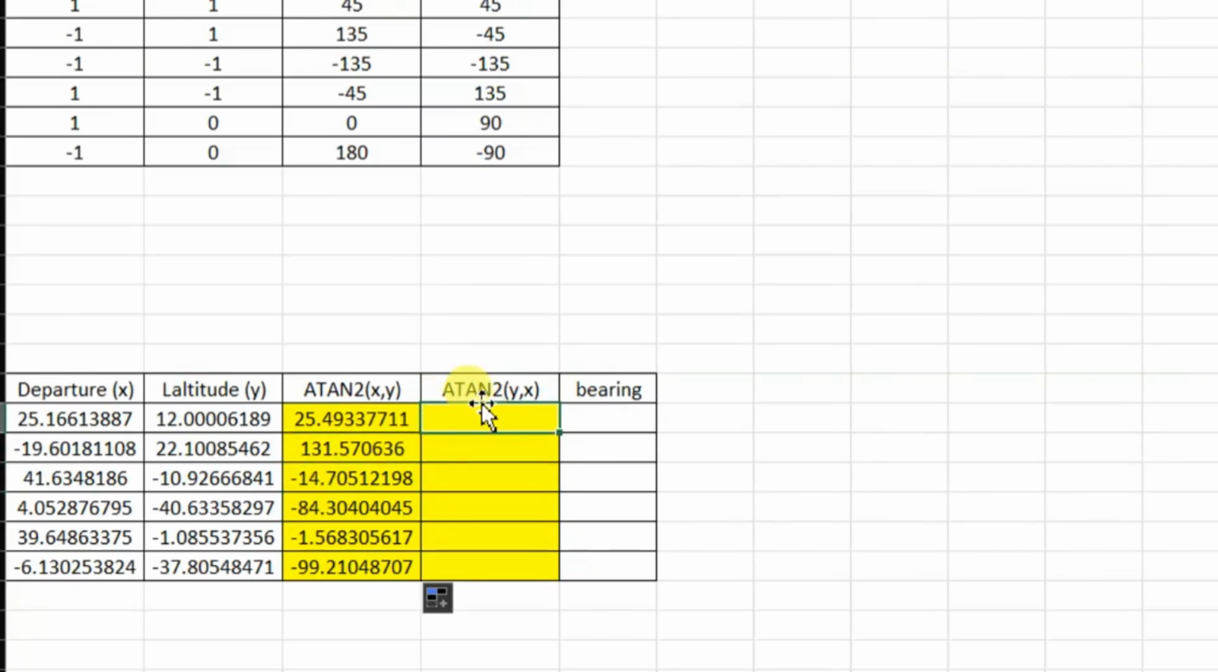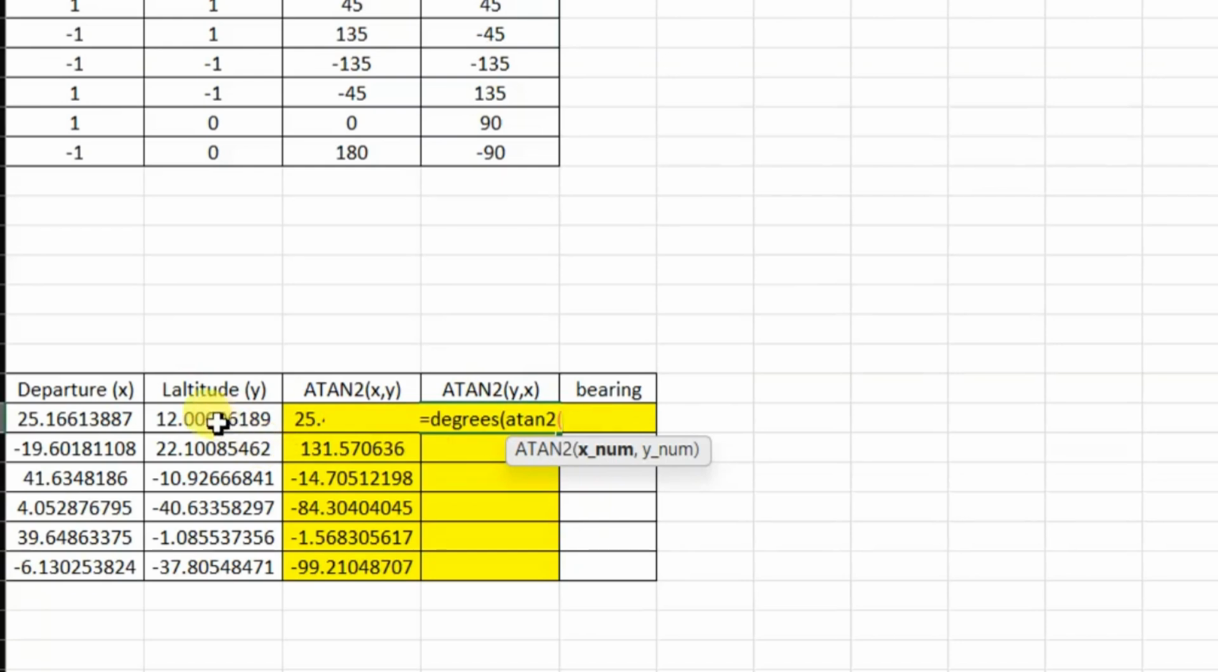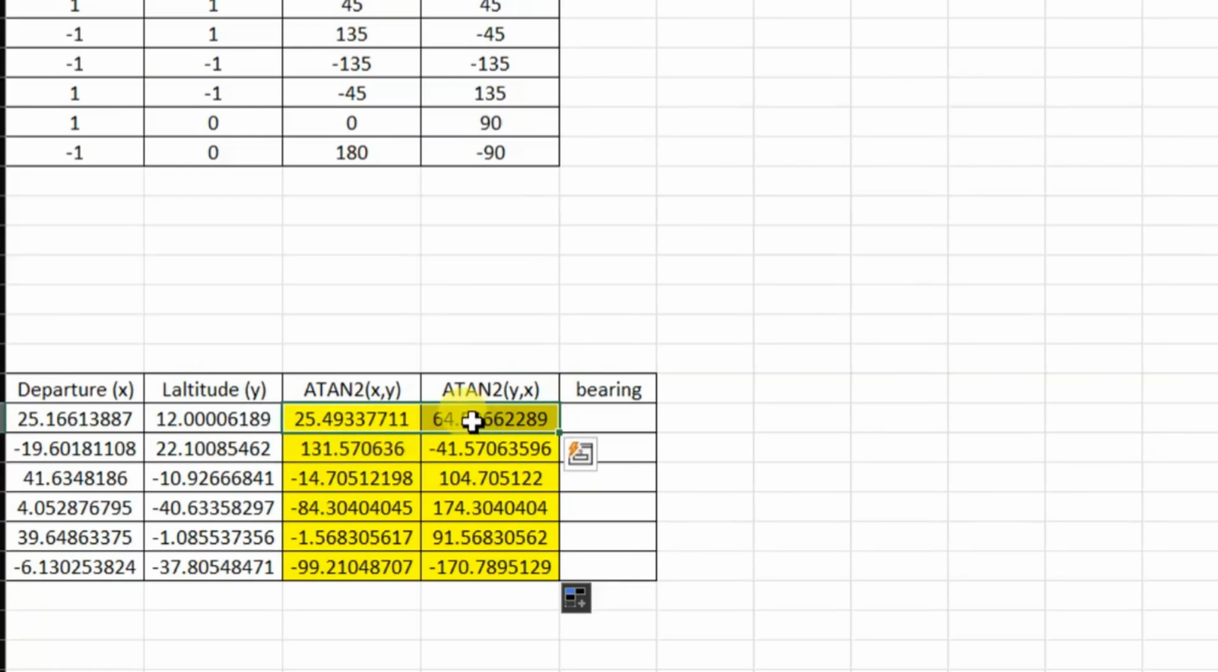But for bearing, you need to have the angle from the y-axis, right? So you have to type the ATAN2 y comma x function. So you can use degrees, then the ATAN2 function, and this is y and this is x, right? And now the angle is coming with respect to the positive y-axis. Now you can see here. What is the difference? You can clearly see the difference between these values.